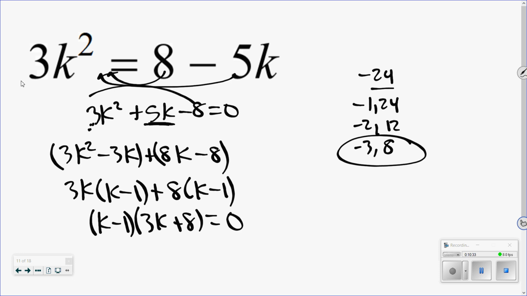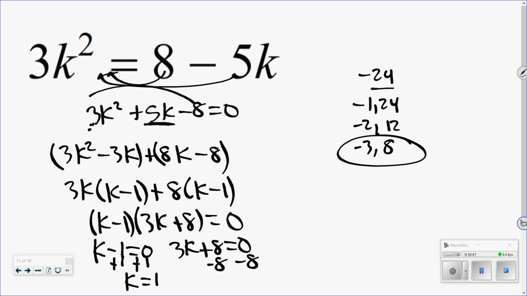Okay, set each of those equal to 0. So k minus 1 equals 0, and 3k plus 8 equals 0, and I've got to solve both of those. So this one I'd add the 1 over, so k equals 1. This one I have to subtract the 8 over, so I get 3k equals -8, divided by 3. So my other answer comes out to be -8/3. I get 1 and -8/3 as my two solutions.